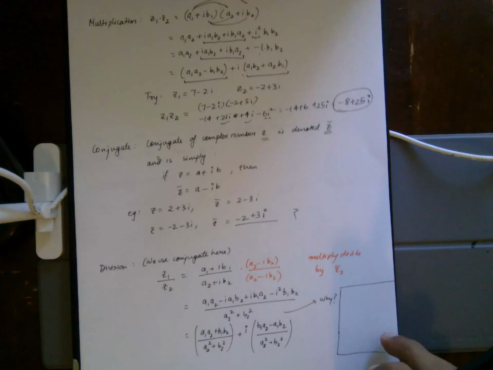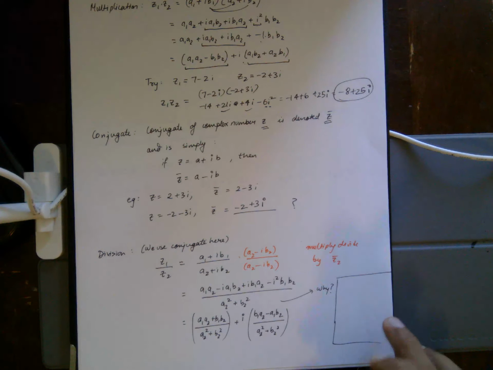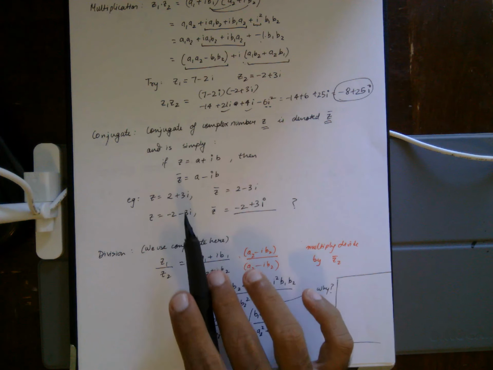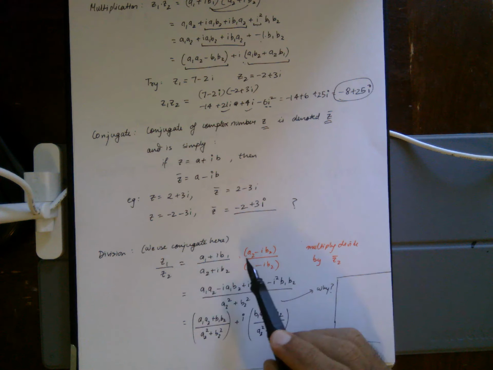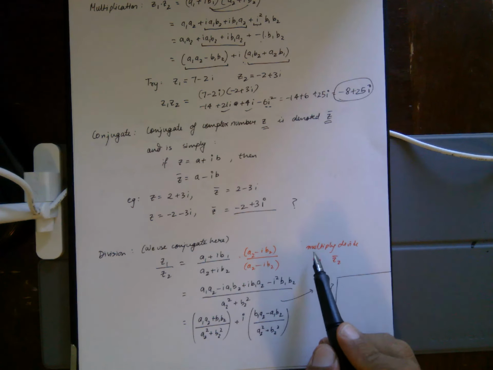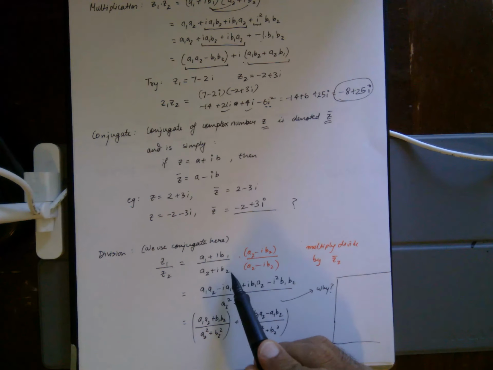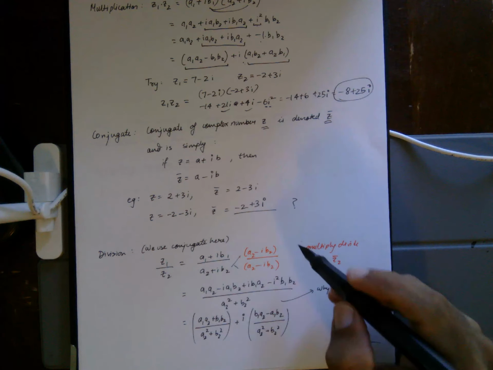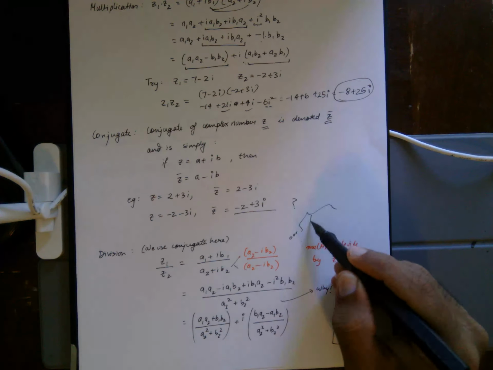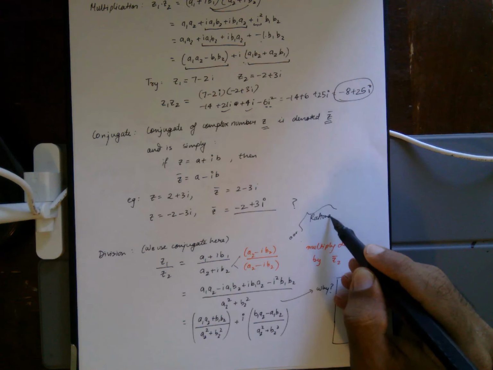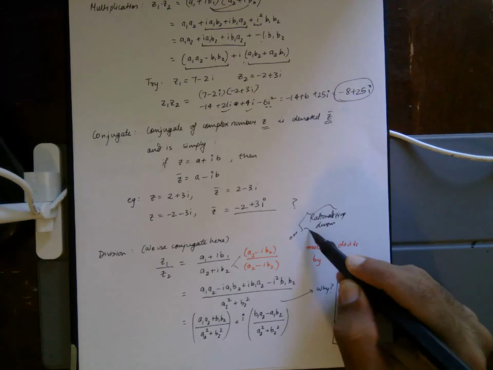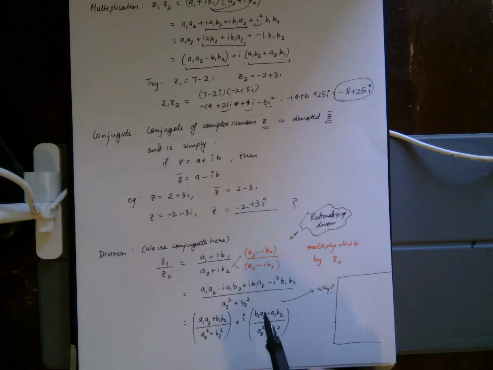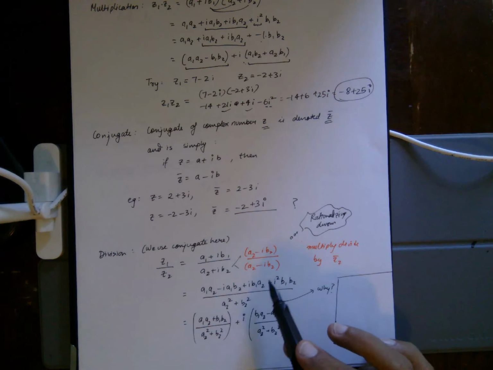The last operation is division. The reason we talked about the conjugate is because we use conjugates here. So when you divide, we multiply and divide by the conjugate of the denominator. So this should remind you of rationalizing the denominator. So it's sort of a similar process.